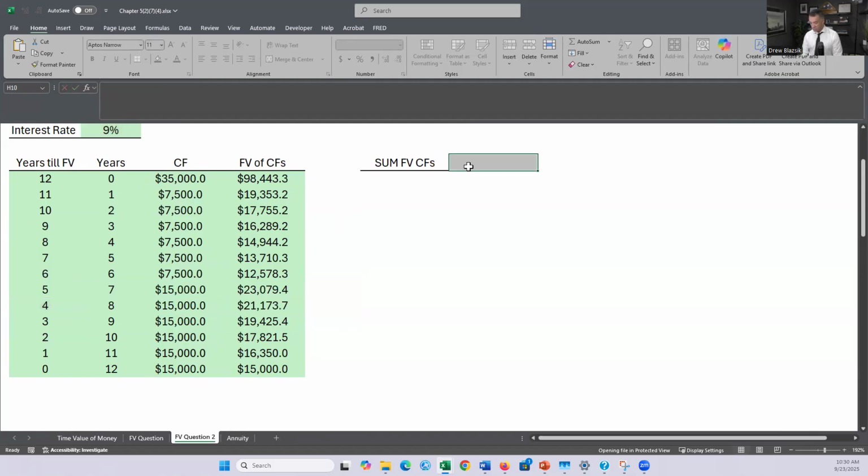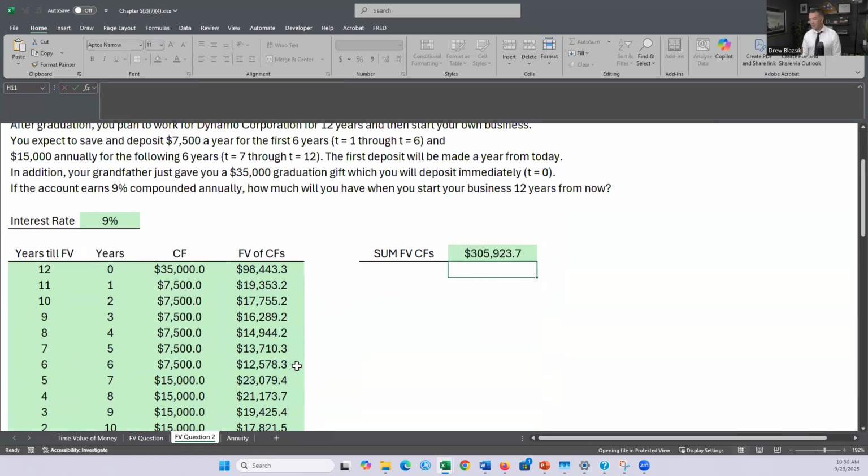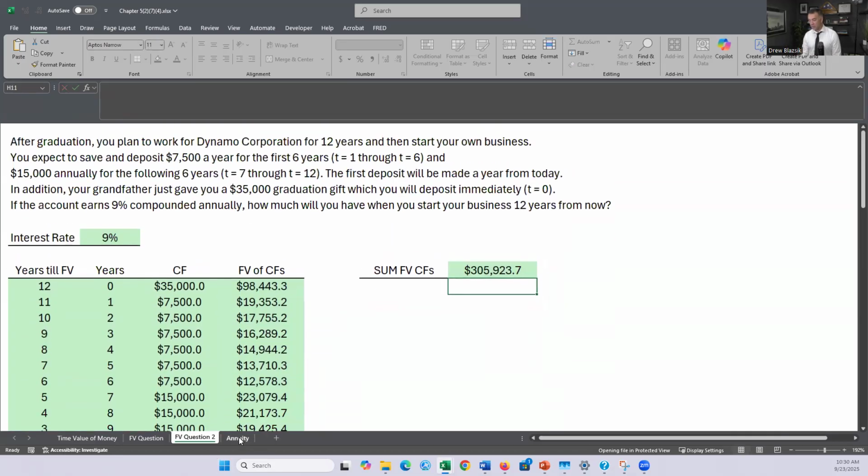So to answer this question, it's a sum of all future cash flows. So I go equals, hit sum, tab, highlight it. That's how much it's worth in that time period.